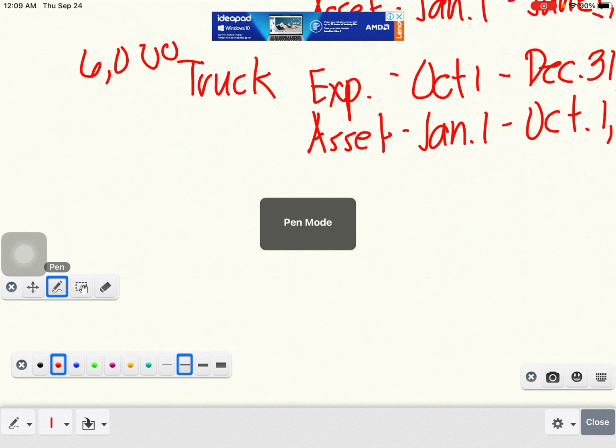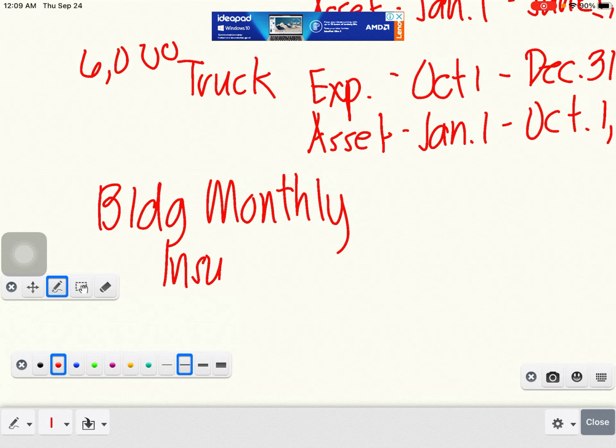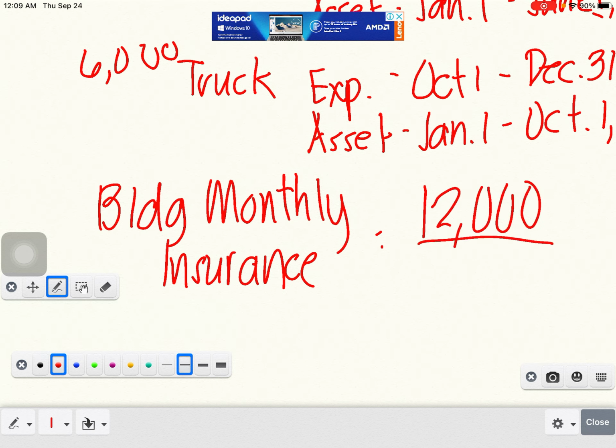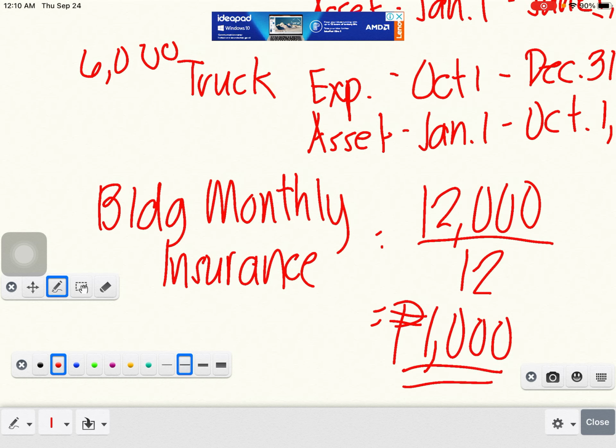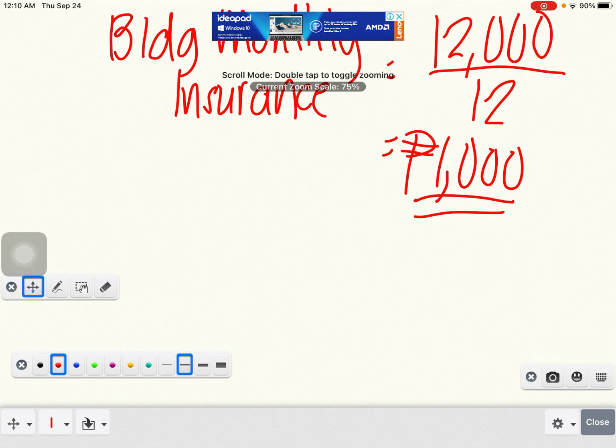So pila may monthly. So building monthly insurance, that was 12,000 divided by 12, that is 1,000. So your answers must be double ruled.